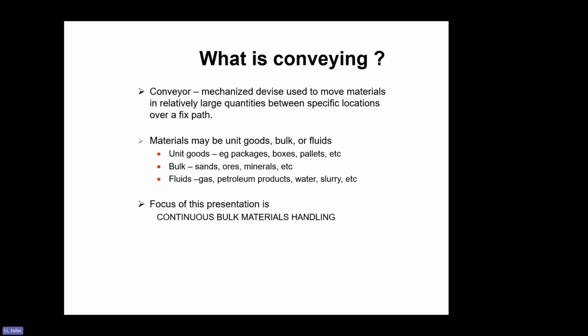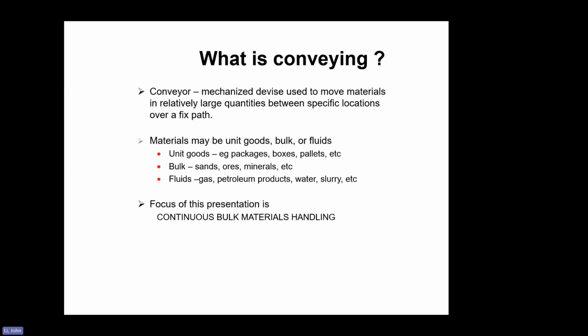So today's presentation is to explain how to select the correct conveyor system. So what is a conveyor? The conveyor is a motorized device used to move materials in relatively large quantities between specific locations over a fixed path.